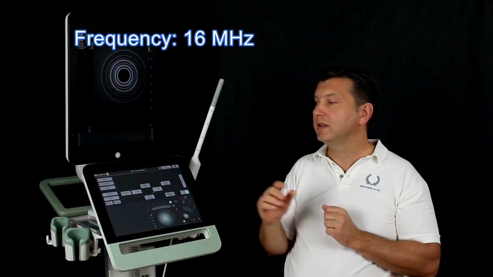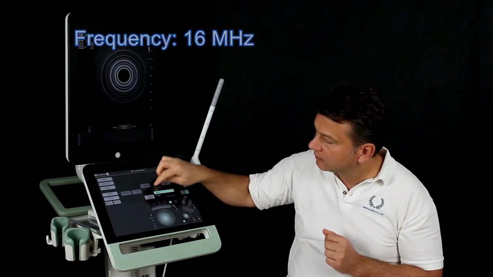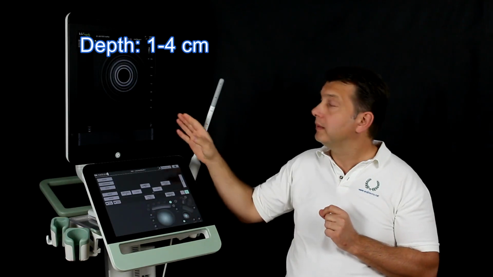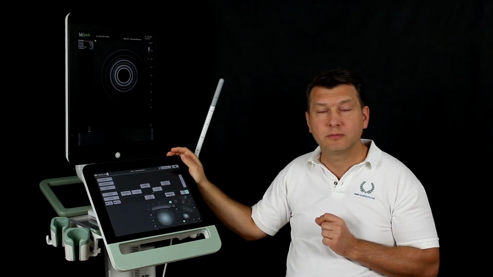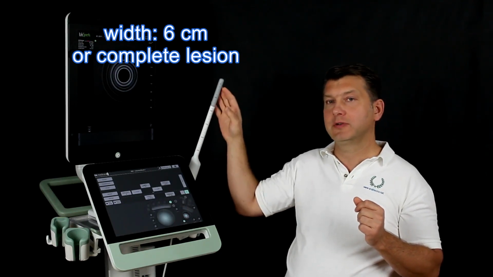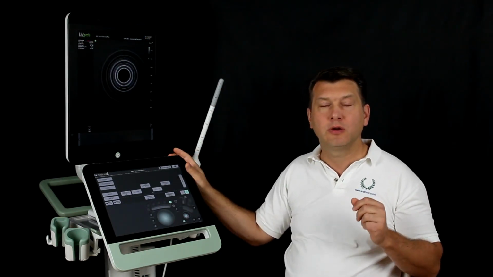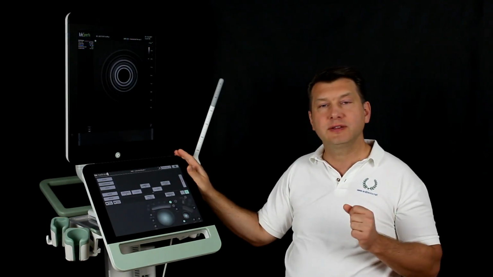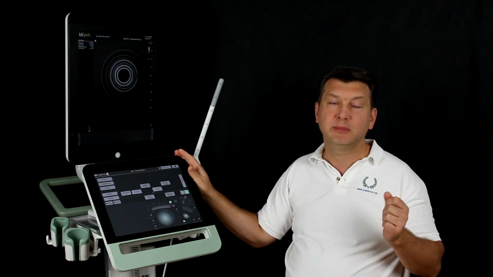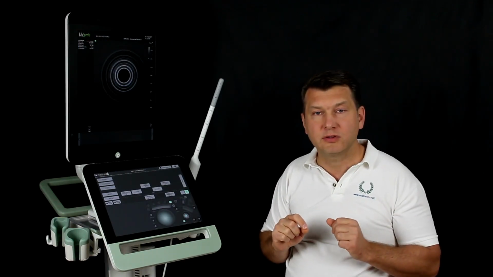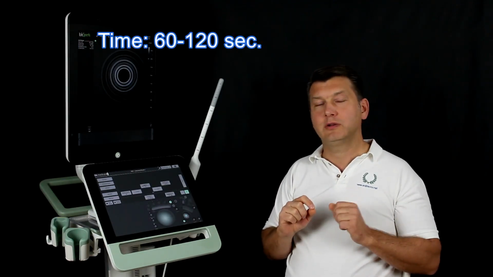Frequency 16 MHz. Depth 1 until 4 centimeters. Width, if possible, 6 centimeters or complete lesion. Resolution as low as possible. Distance 0.2 millimeters, as low as possible. Then our acquisition time 60 until 120 seconds.